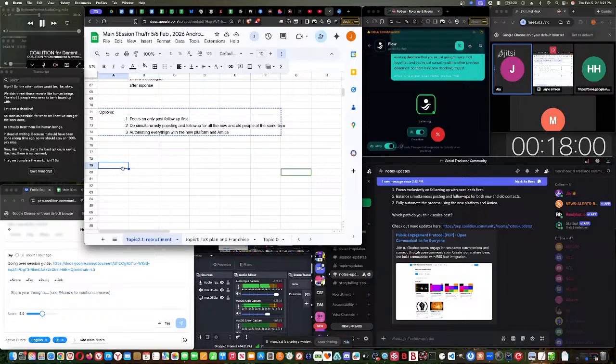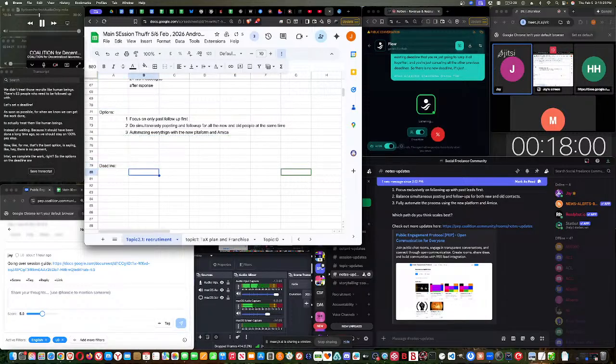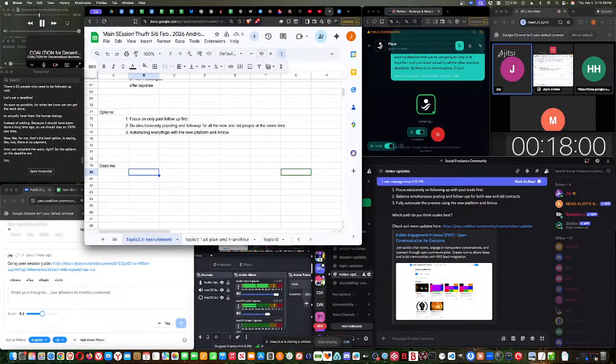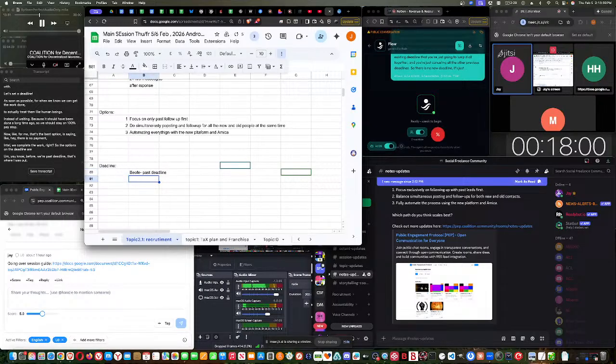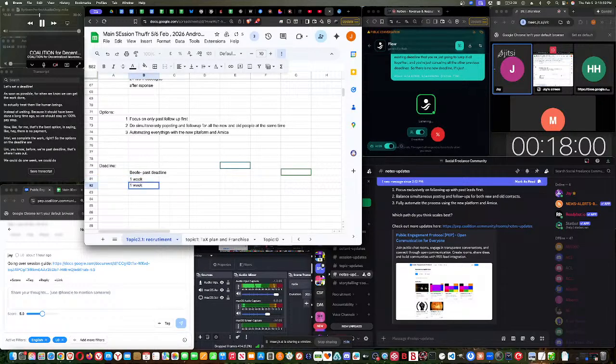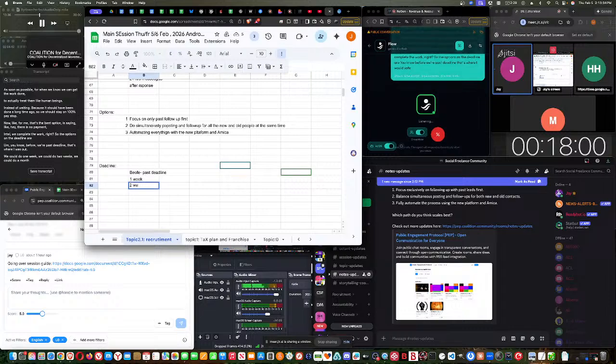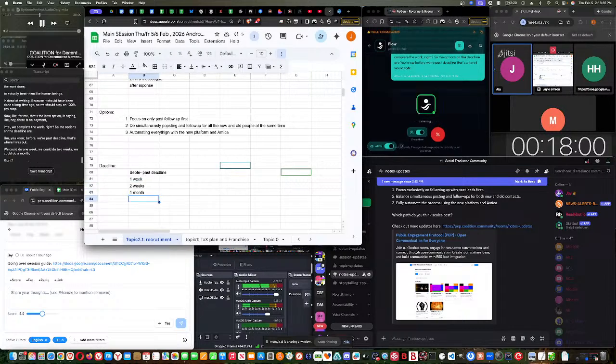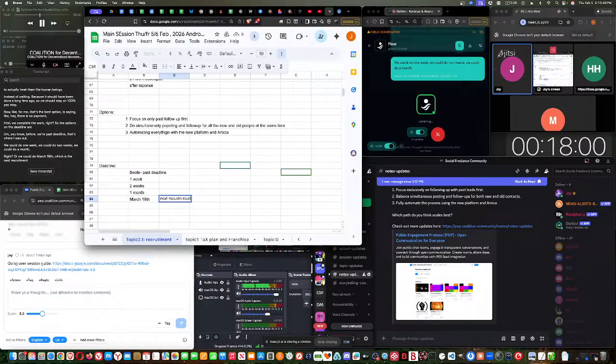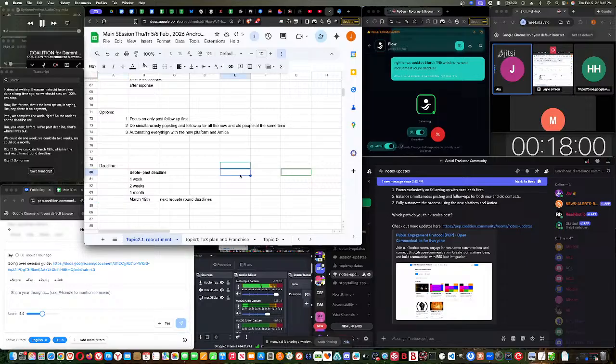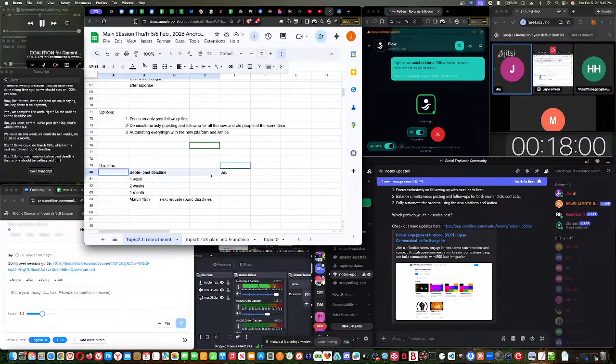Right? So the options on the deadline are, before we're past deadline, that's where I would vote. We could do 1 week, we could do 2 weeks, we could do a month, right? Or we could do March 19th, which is the next recruitment round deadline. So for me, I vote for before past deadline, that no one should be getting paid until we start treating people like human beings.